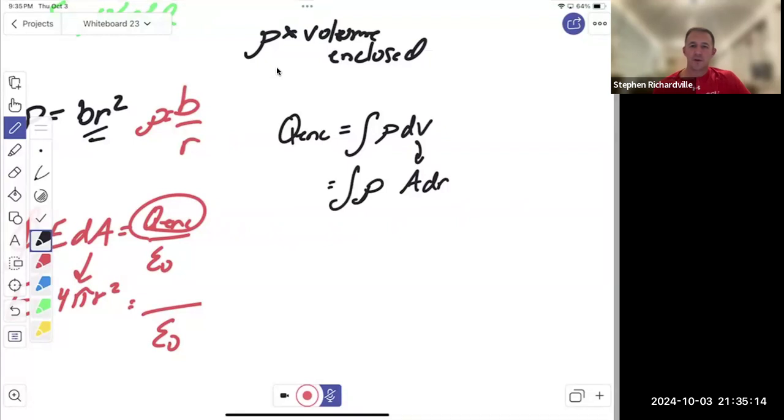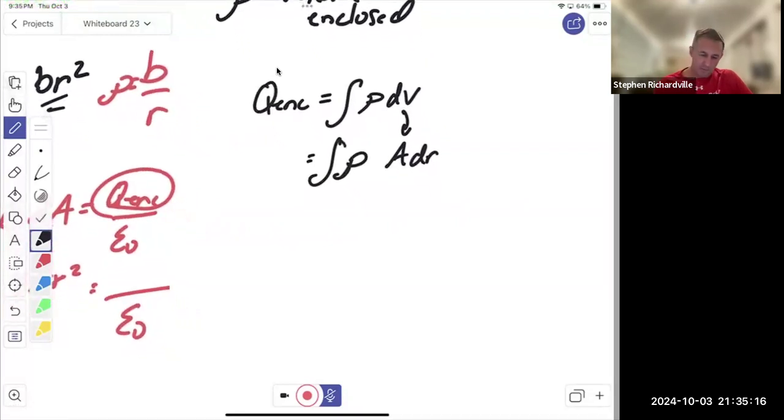So now look, I'm going to integrate, and I'm still working on Q enclosed. This is all about Q enclosed right now. My density is b r squared. b is a constant, whatever that is. My area is 4 pi r squared and dr.